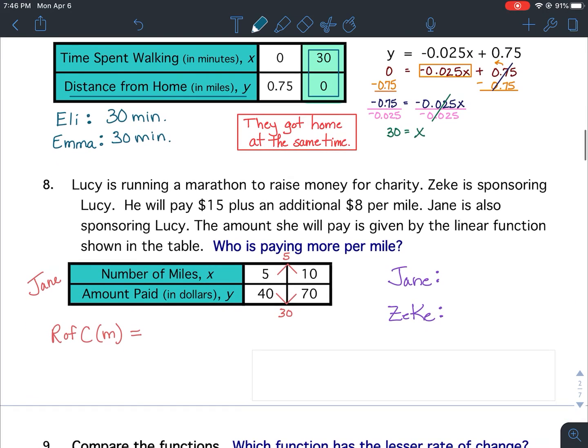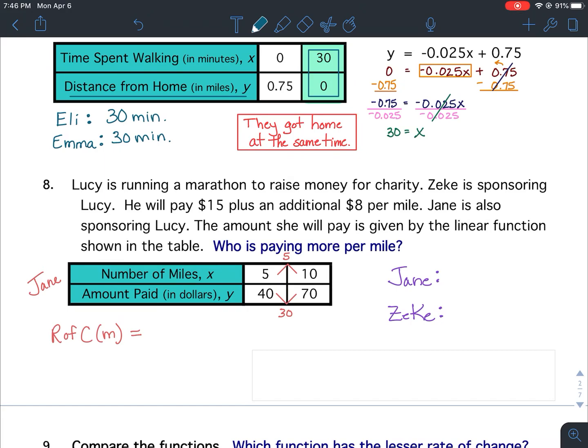Lucy is running a marathon to raise money for charity. Zeke is sponsoring Lucy. He will pay $15 plus an additional $8 per mile. Jane is also sponsoring Lucy. The amount she will pay is given by the linear function shown in the table. Who is paying more per mile?